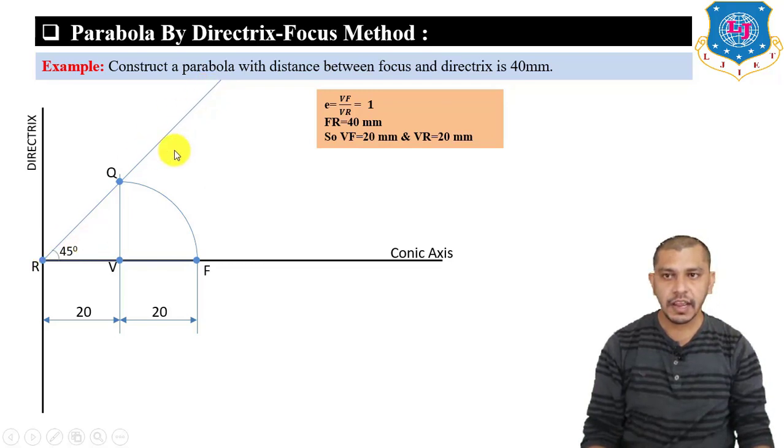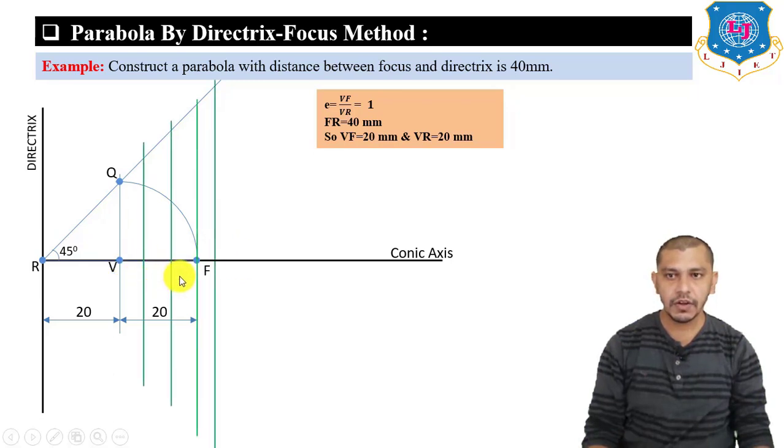After drawing this line, make divisions from V2 in the direction of the focus. Mark divisions and draw lines perpendicular to the conic axis. This will be 1, 2, 3, 4, and the intersection points of these lines with the RQ line will be A, B, C and D. Now apply the same method that we applied in the ellipse. Measure 1 to A arc length, and from F as a center give an arc on this line on both sides.